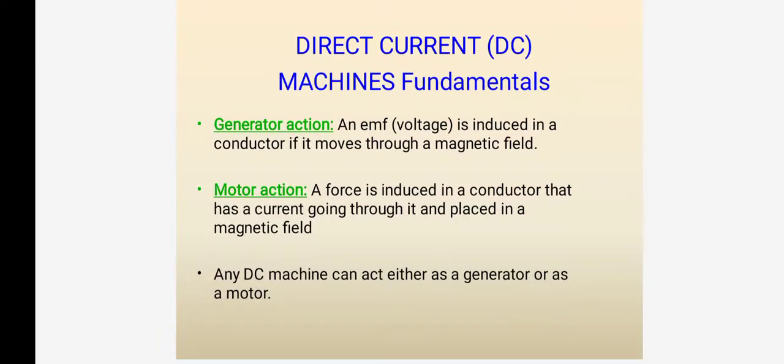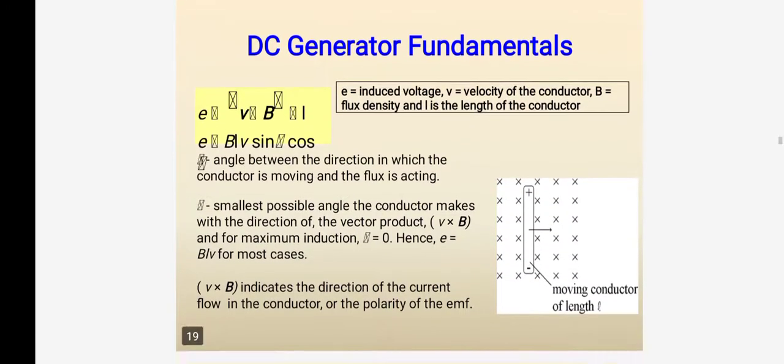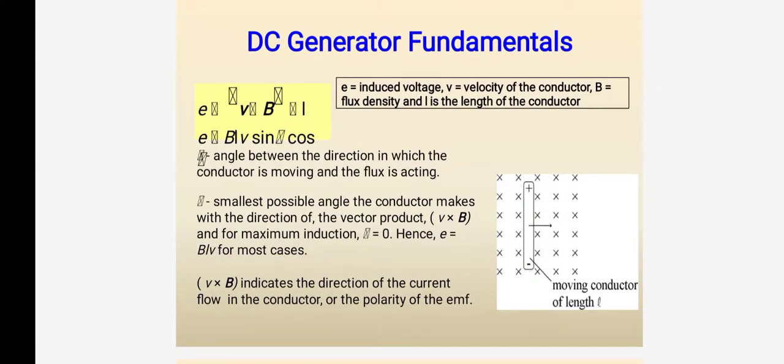Then the DC machine fundamentals. Generator action: an EMF is induced in a conductor if it is moved through a magnetic field. Motor action: a force is induced in a conductor that has a current going through it and is placed in a magnetic field. Any DC machine can act as either a generator or a motor.